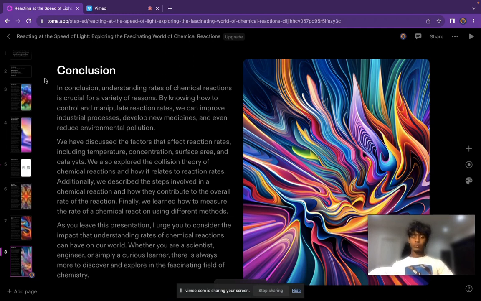We also explored the collision theory of chemical reactions and how it relates to reaction rates. Additionally, we described the steps involved in a chemical reaction and how they contribute to the overall rate of the reaction. Finally, we learned how to measure the rates of the chemical reaction using different methods.